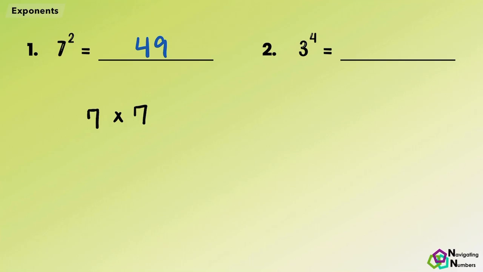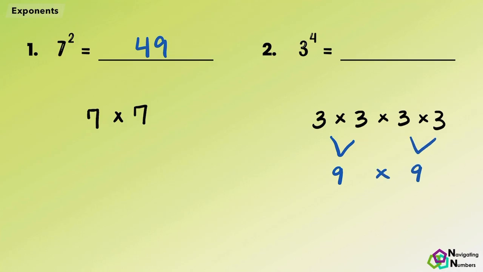Number 2, we have 3 to the power of 4, or 3 to the 4th power. Our base number here is 3, and our exponent says that we should see 4 of those 3's. So we have 3, 3, 3, 3. Now all you need to do is multiply. So here, I'm going to break it down. I know 3 times 3 is 9. I know 3 times 3 is 9. So I have 9 times 9, which is 81. So 3 to the 4th power, or 3 to the power of 4, is 81.